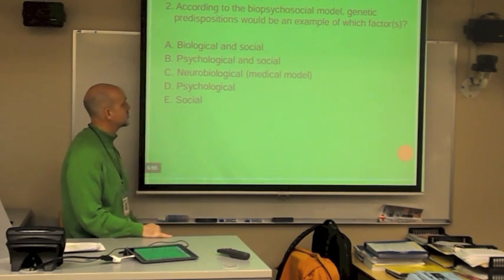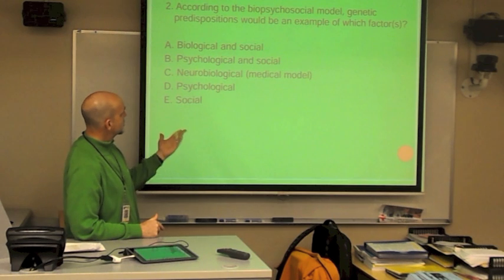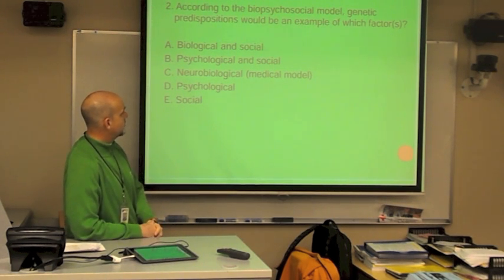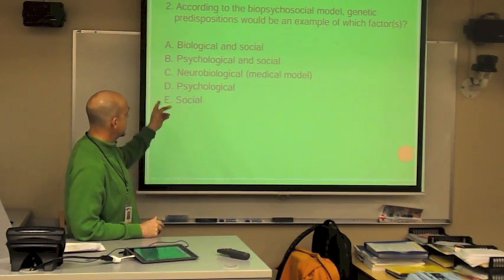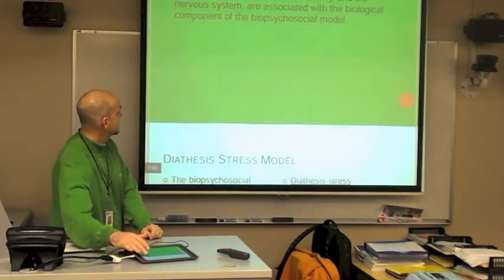According to the biopsychosocial model, genetic predispositions would be an example of which factor? So which one of these would genetics fall under? Most of you would probably say that would fall under letter C, neurobiological model, which is the correct answer.